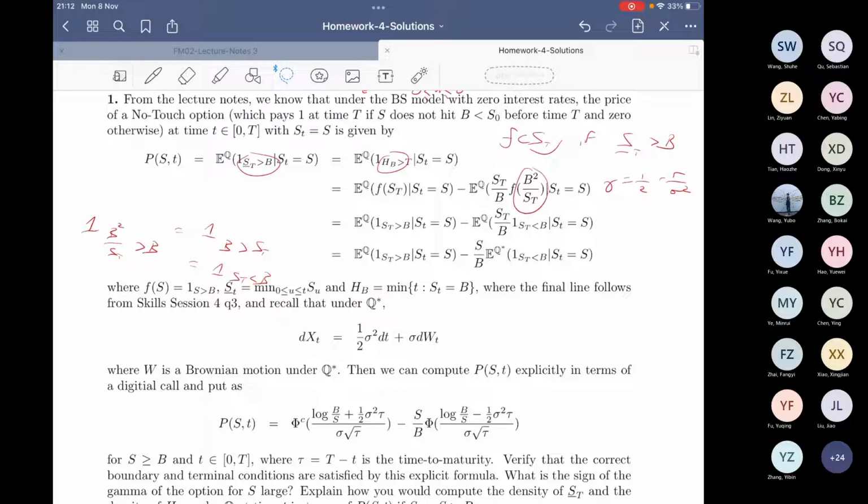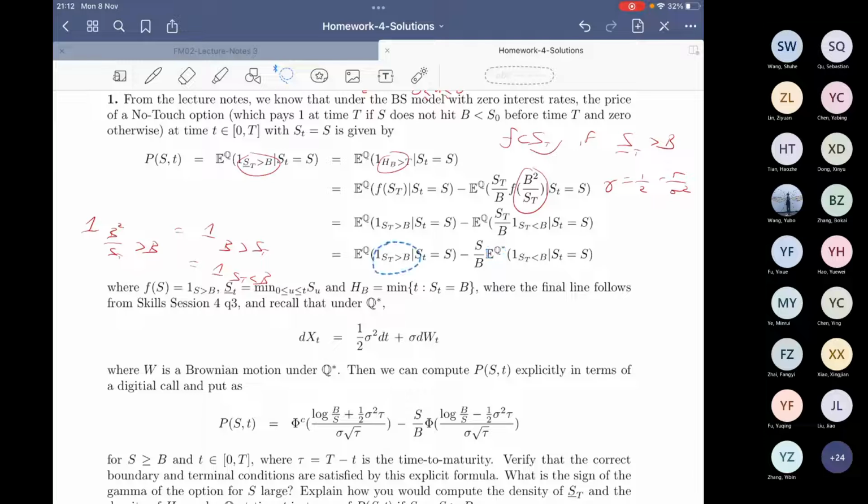So it says, with the understanding that W is a Brownian motion under the measure Q star, we've now written the price of this no touch option as the difference of the prices of two European type options. This is what we call a digital call option payoff, that indicator function, and we've seen how to price such payoffs, except with the slight quirk that we're operating under a different measure Q star.